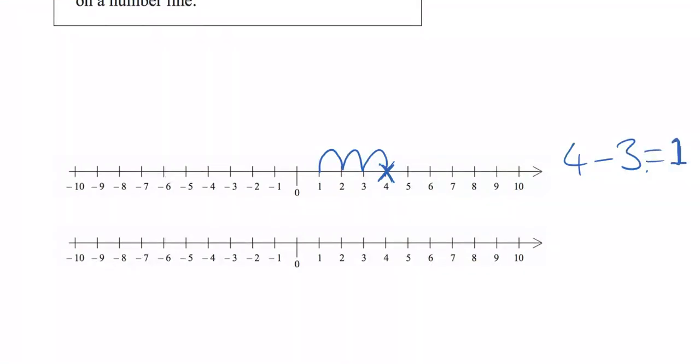So now let's apply that to a negative number context. So we'll have -7 -2.